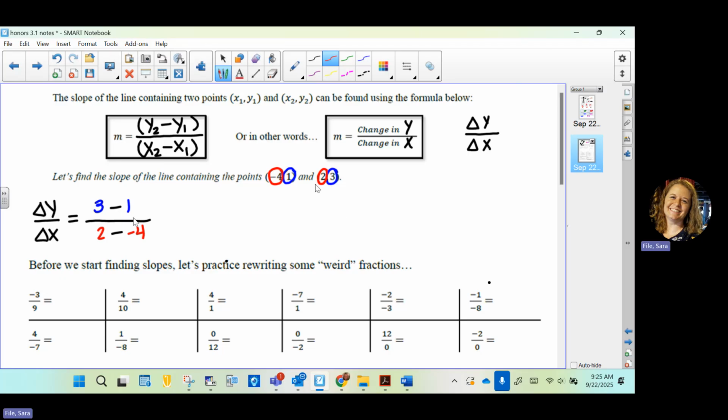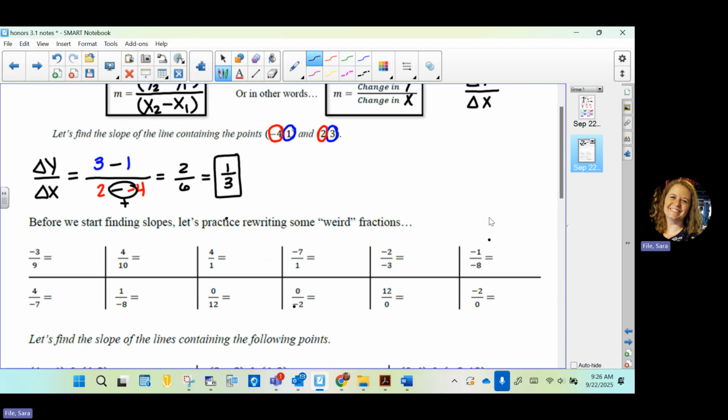Just be consistent. If this is your point 2 for the y's, then it has to be your point 2 for the x as well. So we end up with that double negative. I said that it's okay to get, so that changes to plus. So we end up with 2 over 6. If you can reduce your fraction, reduce your fraction. What is 2/6 reduced to? 1/3. So my slope is 1/3, positive 1/3.